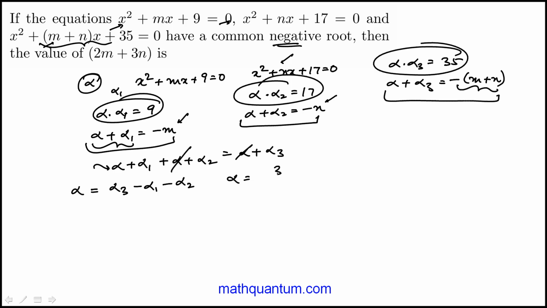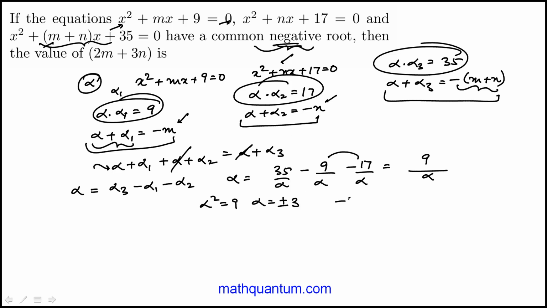So alpha 3 is 35 over alpha. Alpha 1 is 9 over alpha. And then minus 17 over alpha. So this becomes, the denominator is alpha, and the numerator is 35 minus 9 minus 17, which is 9. I get alpha squared is 9. Alpha is plus or minus 3. Note we're told that it's a negative root. So alpha is minus 3.